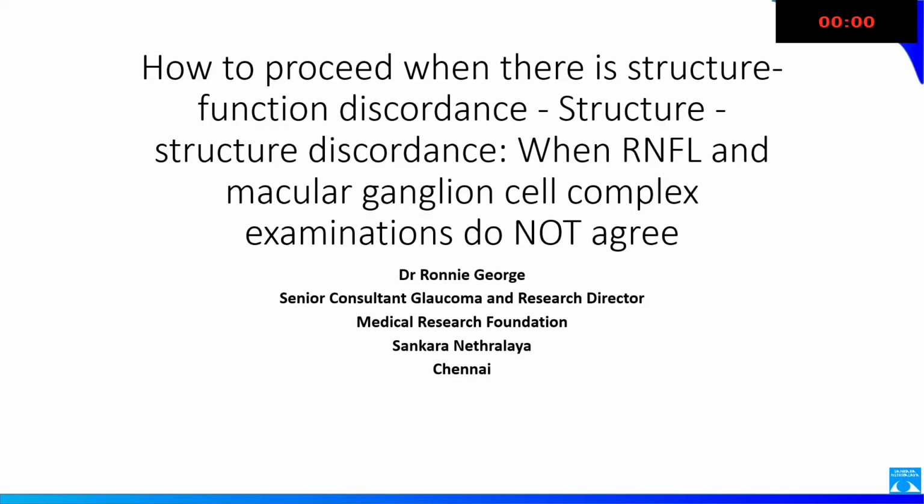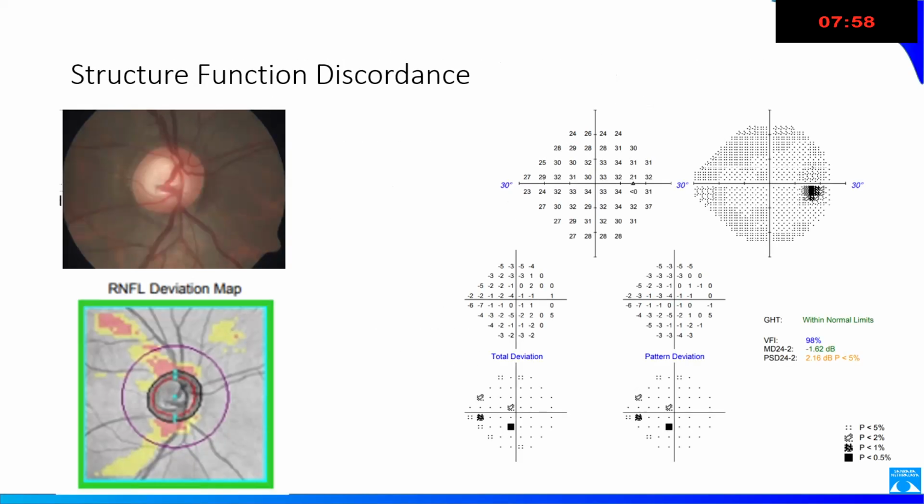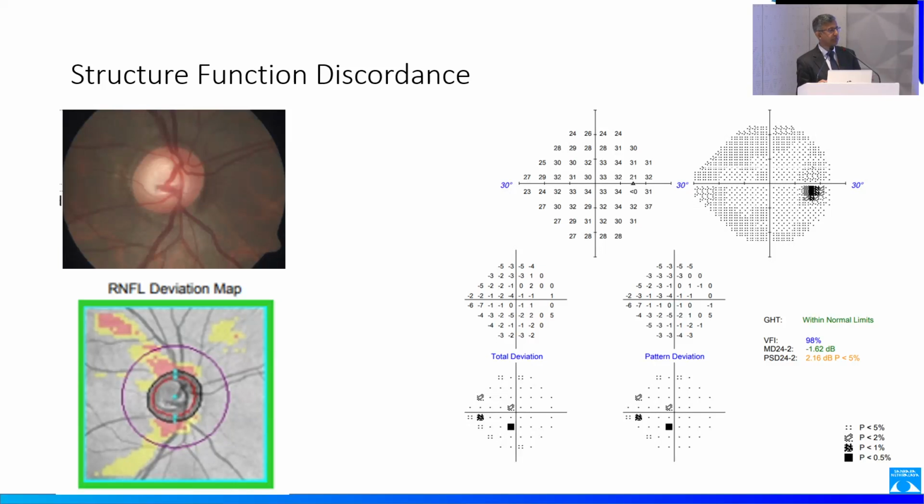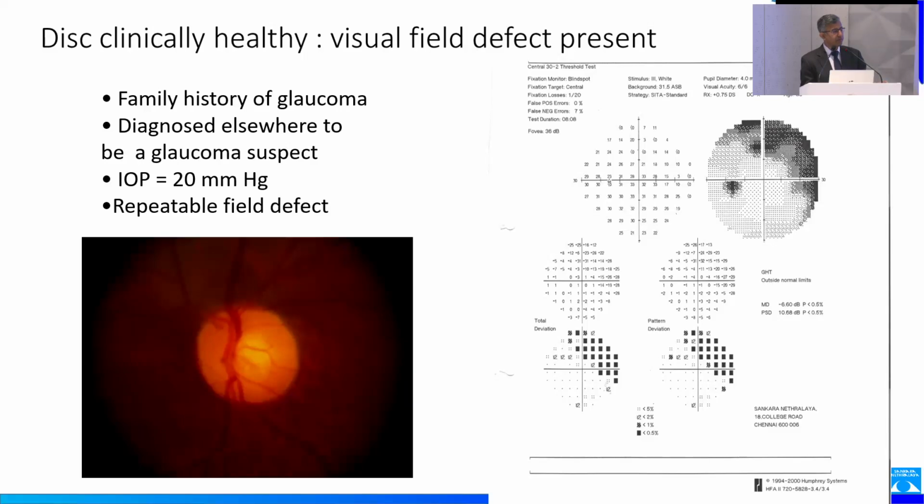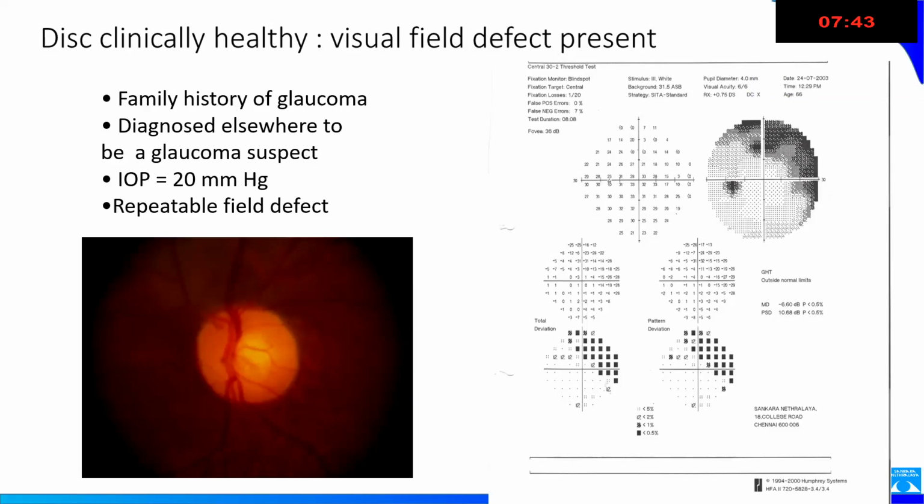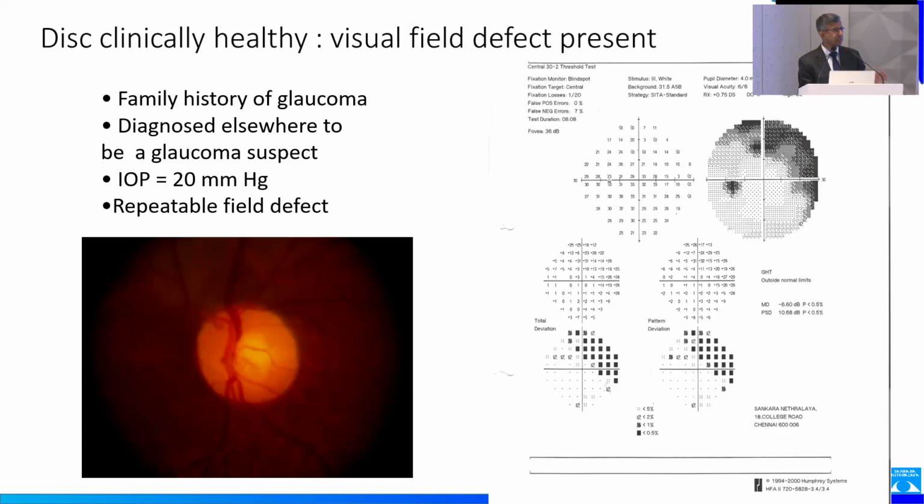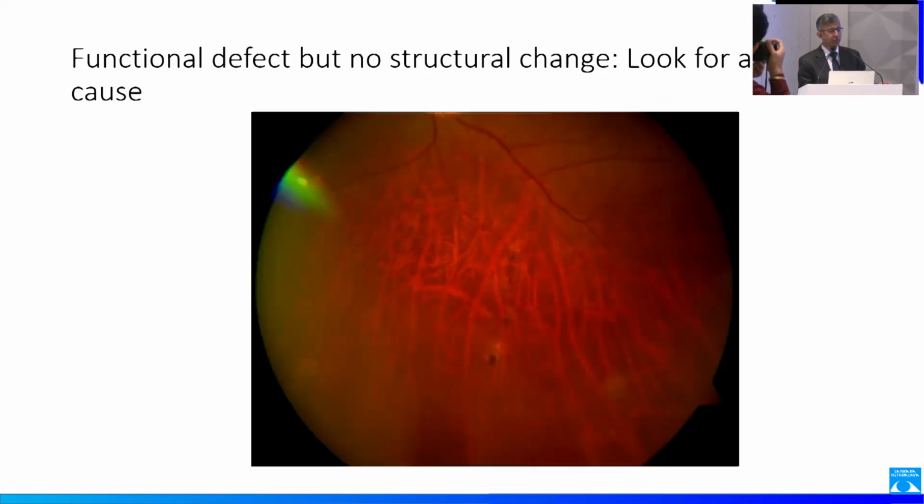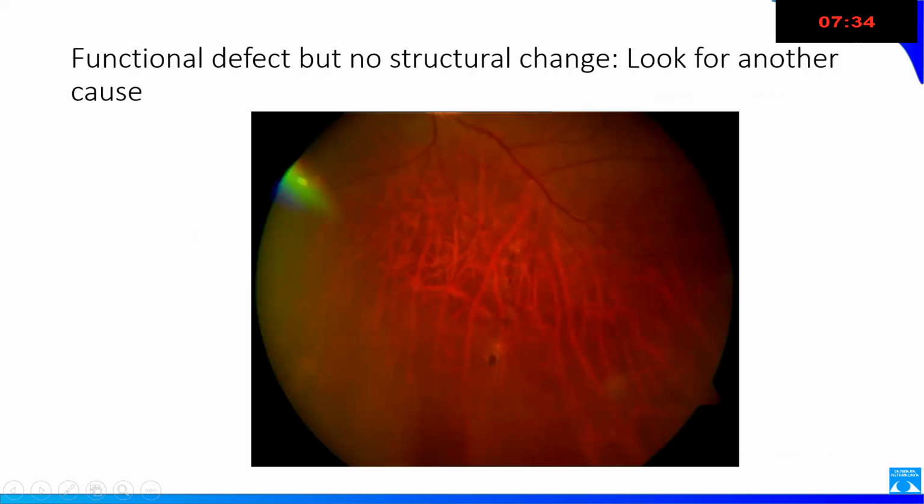So I've been asked to speak on two things: structure-function discordance, and then structure-structure discordance. So what do you mean by structure-function discordance? That basically means that when your optic disc and your visual field don't correspond, you have abnormality on one side and no abnormality on the other, or your OCT and your visual field don't correspond. So if your disc looks clinically healthy with a good clinical exam, a good RNFL, and you see a visual field defect like this, or any sort of consistent, repeatable visual field defect, then the most likely explanation is that there is something else which is the cause.